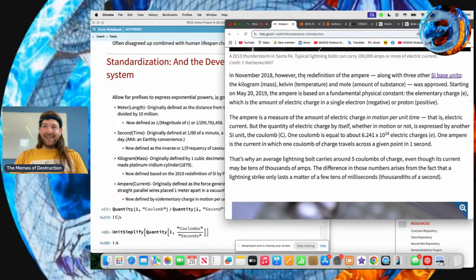Okay. So here's the thing. On May 20th, 2019, the ampere is based on the fundamental physical constant, the elementary charge, E, which is the amount of electric charge in a single electron or a proton. Okay, so negative for the electron and positive for the proton, though technically I think it's actually the opposite.